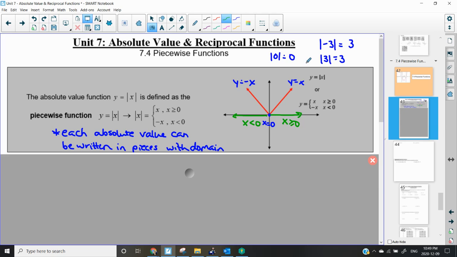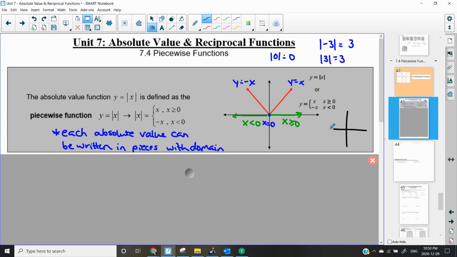Well, 0 is neither positive nor negative, so it really doesn't matter where we put that greater than or equal to sign, but it is a convention that we put it with the positive one. So you'll notice that I'm always going to be putting the equal to sign with the positive. We're going to treat 0 like a positive number, even though it's neither positive nor negative.